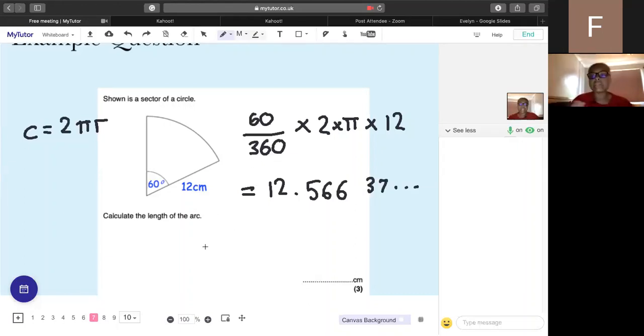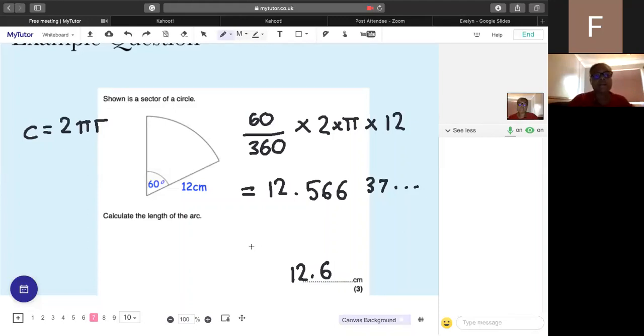Now, remember what I was saying as well. If you do get a long decimal number and they don't tell you how to leave your answer, leave it to at least one decimal place. So I'm going to leave mine to 12.6, because 6 is a number after 5, so we need to round up. So it'd be 12.6 centimeters. So does anyone have any questions?